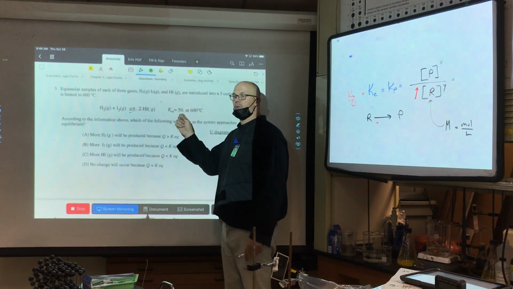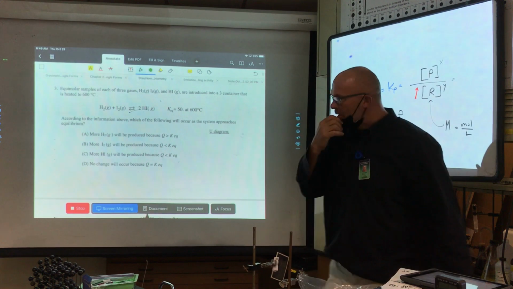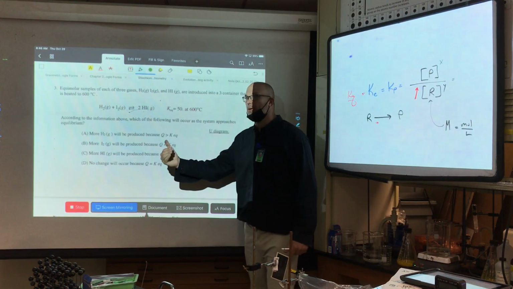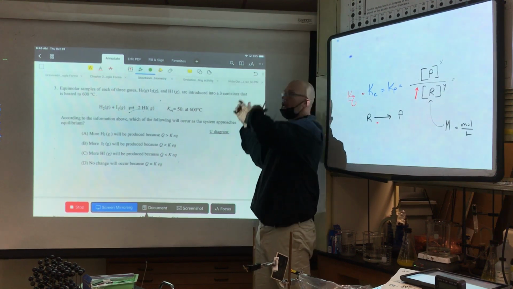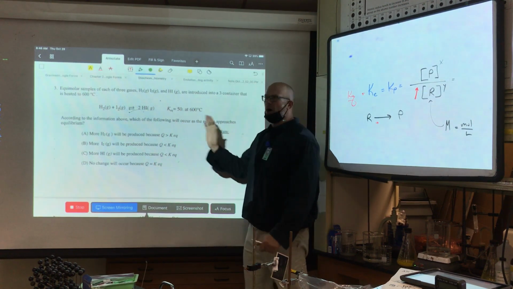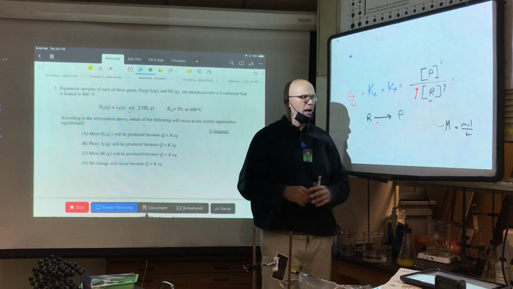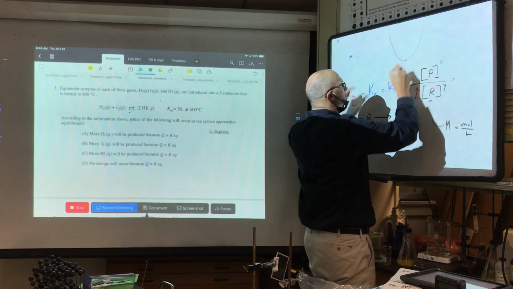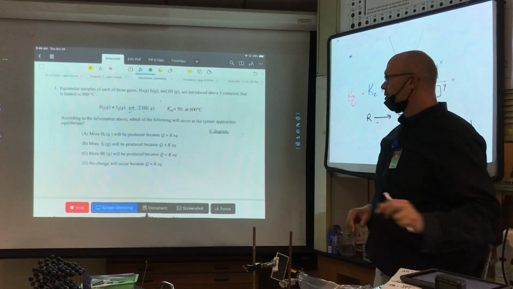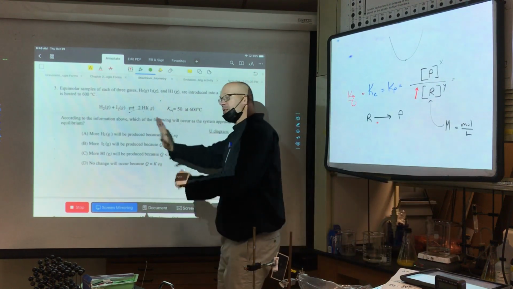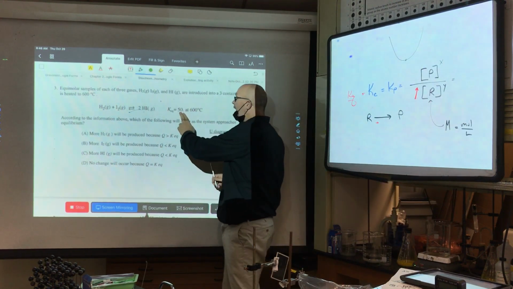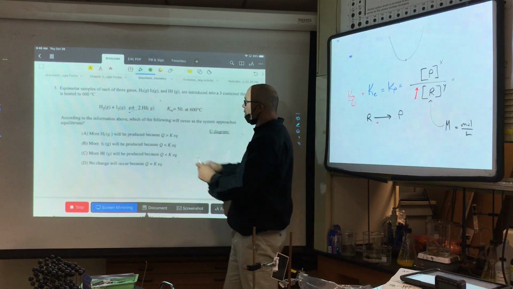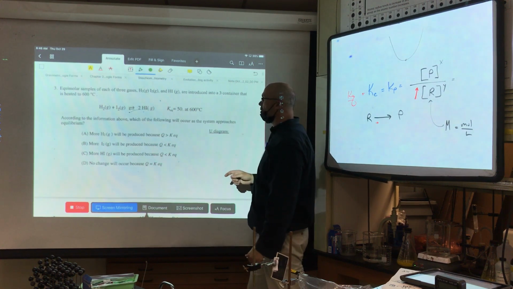It's 50. Okay, so it's 50. Is that huge? No, it's not really small either. Huge would be thousands. So if you're somewhere around 1 or 100, this is showing me a U diagram. That's probably something like this. More like that, right? So more down the middle. That'd be like 1 if K was 1, but that's 50. So we know this doesn't go to completion, but because it's not less than 1, right? It does go forward somewhat. Okay, so according to the information above, which of the following will occur as the system approaches equilibrium?